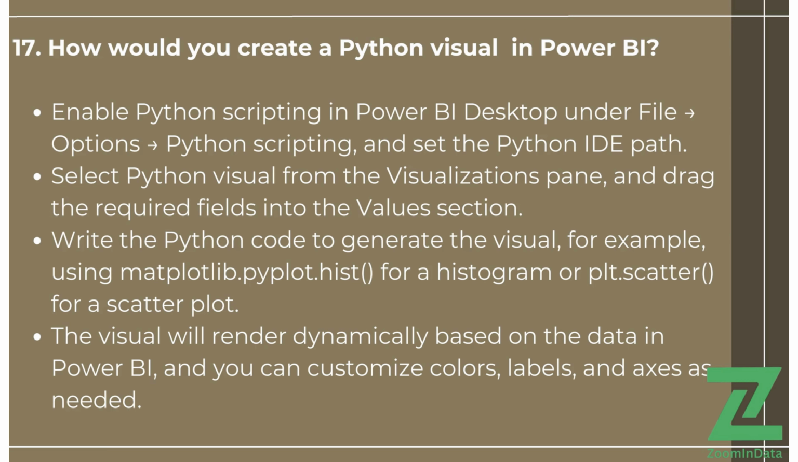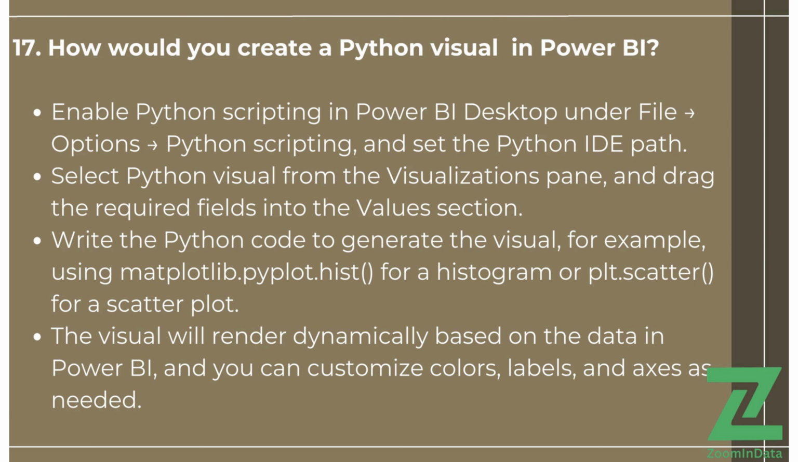Select Python Visual from the Visualizations pane, and drag the required fields into the Values section. Write the Python code to generate the visual, for example, using Matplotlib pyplot, hist for a histogram or plt.scatter for a scatter plot. The visual will render dynamically based on the data in Power BI, and you can customize colors, labels, and axes as needed.